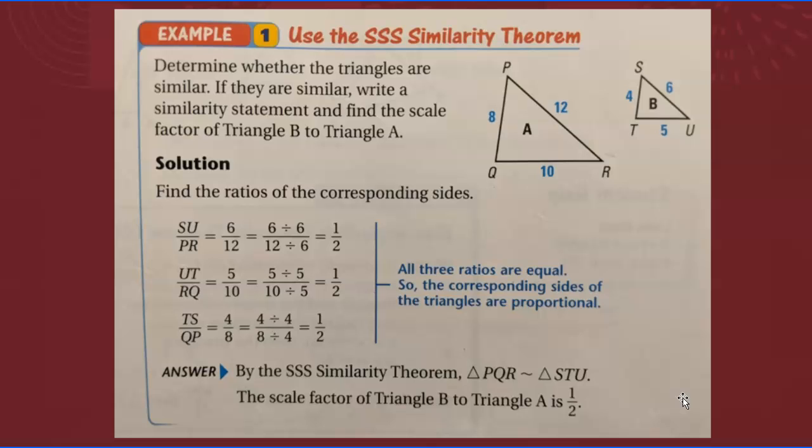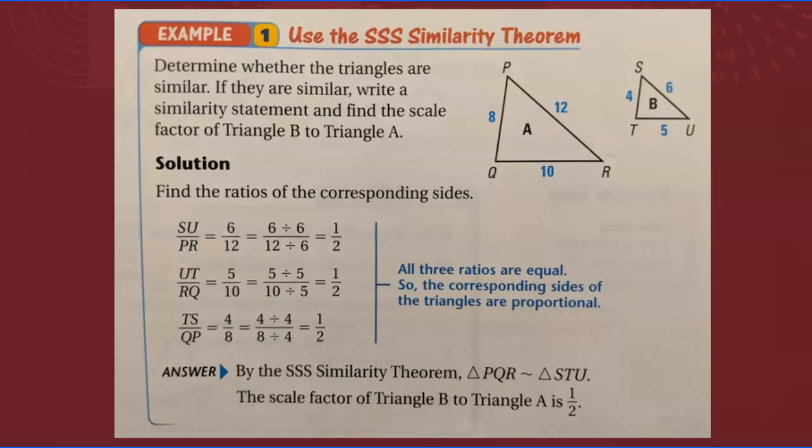But they also asked a second question, what is the scale factor? And the scale factor of B to A is going to be 1/2. So the B is going to go on top. The A is going to be on the bottom, 1/2. The little triangle is 1/2 the size of the big triangle. So always make sure you've got your proportions right.